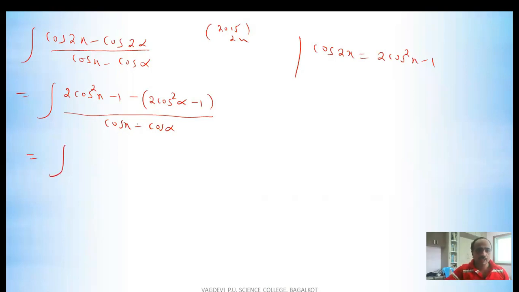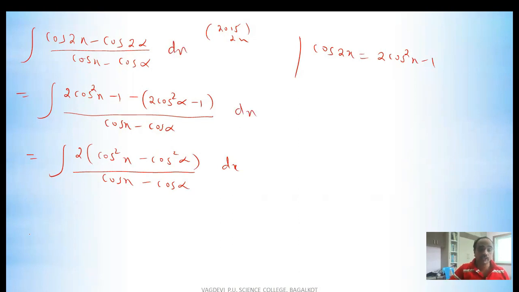And whenever minus is there, put a bracket. So 2 cos square x minus 1 minus of cos 2 alpha means 2 cos square alpha minus 1. Now, if you simplify the bracket, minus 1 plus 1 will be cancelled. So 2 cos square x minus 2 cos square alpha. If I take 2 common, I get cos square x minus cos square alpha divided by cos x minus cos alpha. You must write dx with respect to x where integrated.